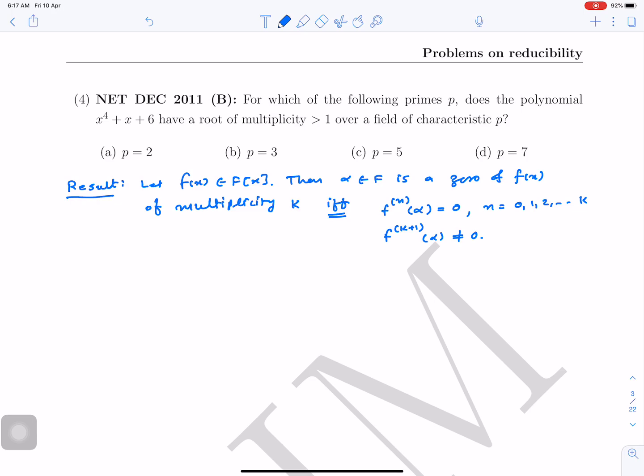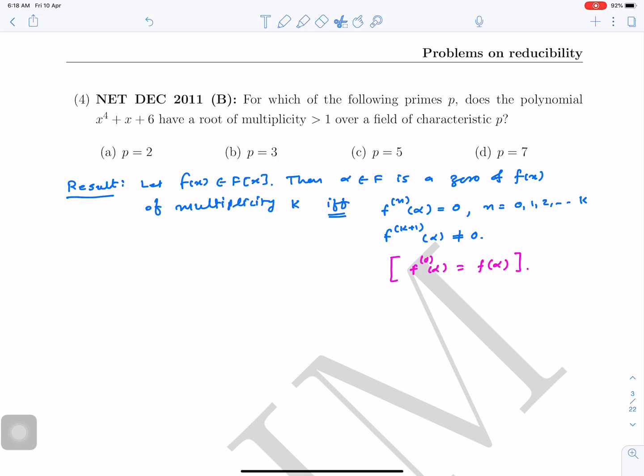And here, what do we mean by the 0th derivative at alpha? The 0th derivative is nothing but the value of the function at alpha. So this result says that if a root has multiplicity k, then its derivatives below order k will be 0, and the value of the function at alpha is also 0, and the next derivative is non-zero.